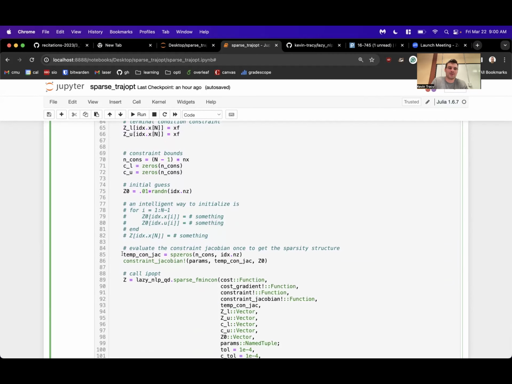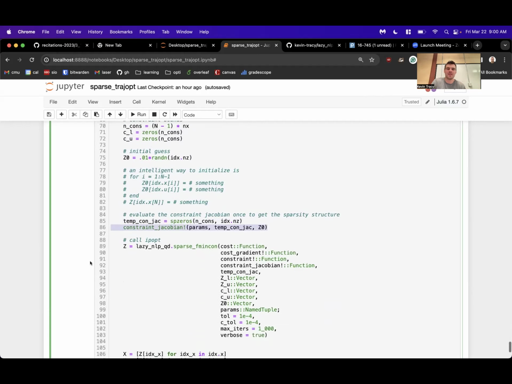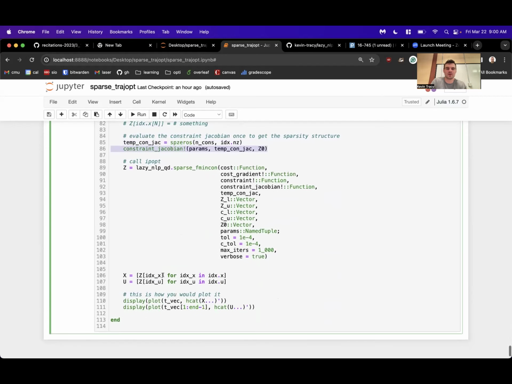And then I'm going to evaluate this Jacobian once, and I'm going to get the sparsity pattern. And this sparsity pattern can't change. So I do temp conjac. This is my temporary constraint Jacobian. I initialize it as just a big blank empty sparse matrix. I populate it with all my values by calling my constraint Jacobian function once. And then now I just feed everything to sparse fmincon.